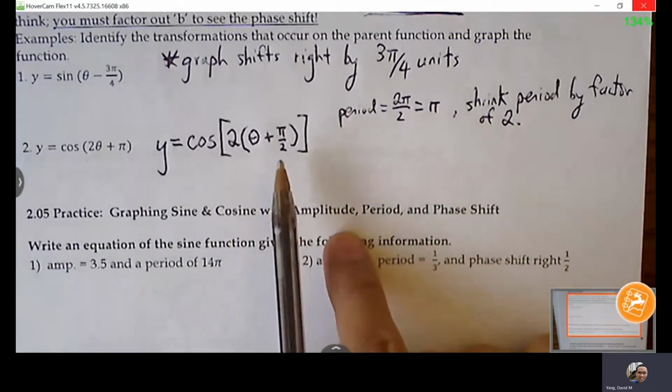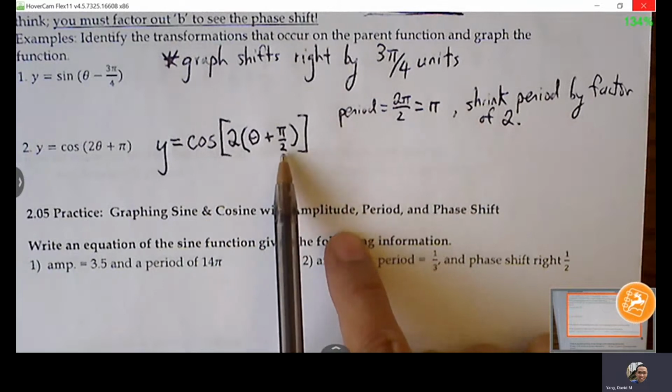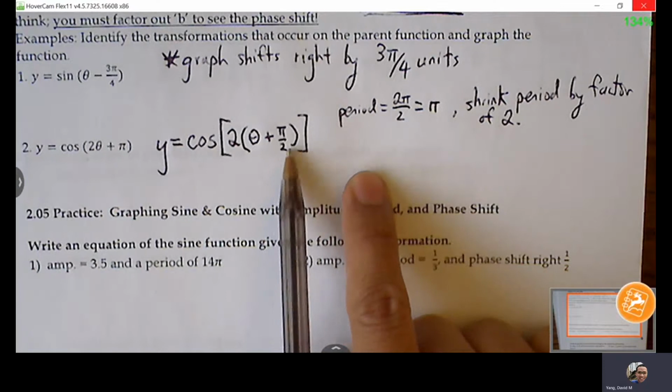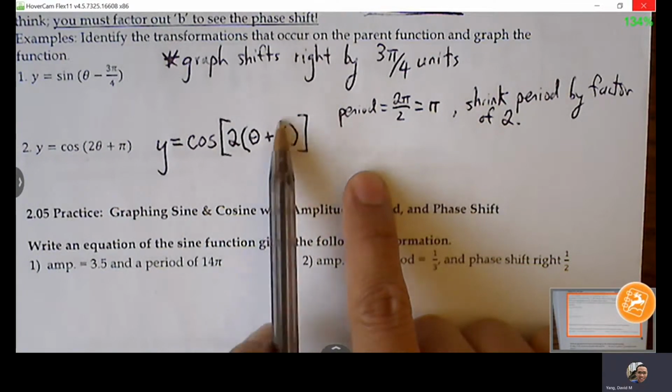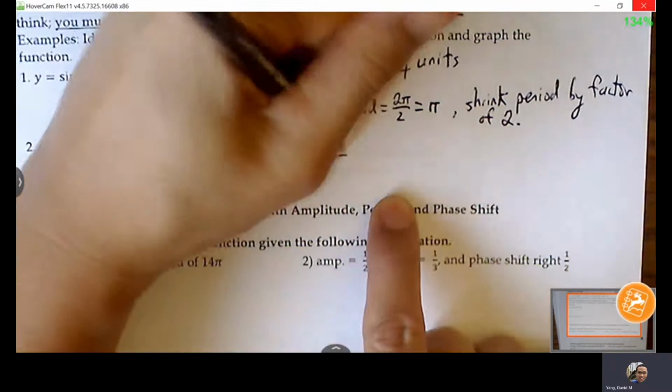Now, we can look at that pi over 2, and this pi over 2 is going to tell us exactly whether it's shifting left or right. So what would you say? Left. Yeah, shift left because of that plus sign. So shift left by pi over 2 units.